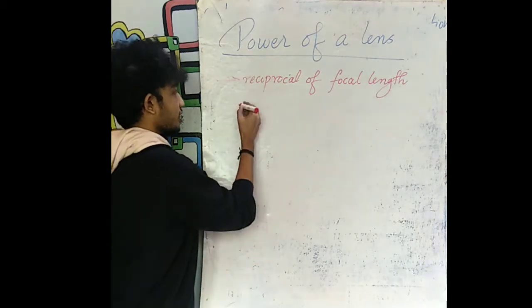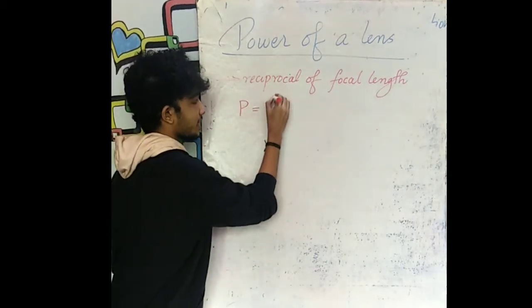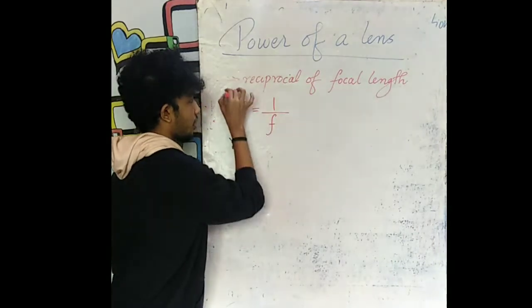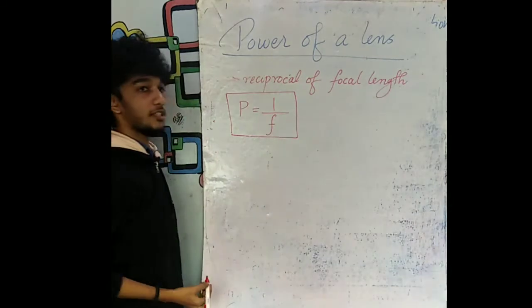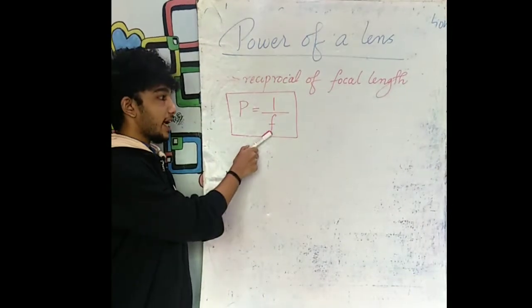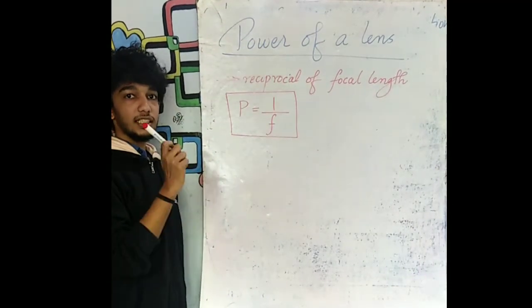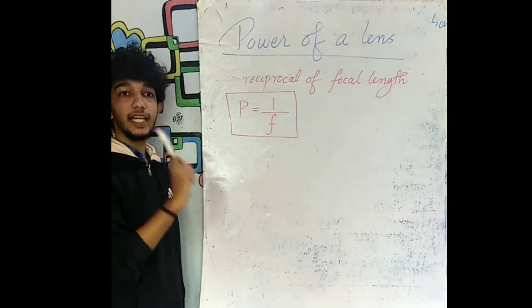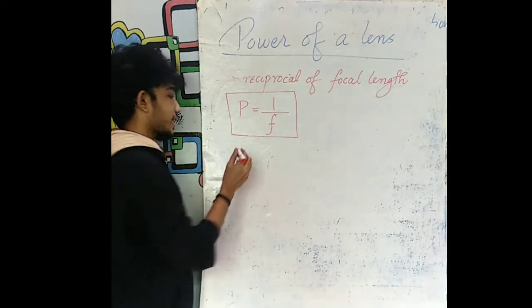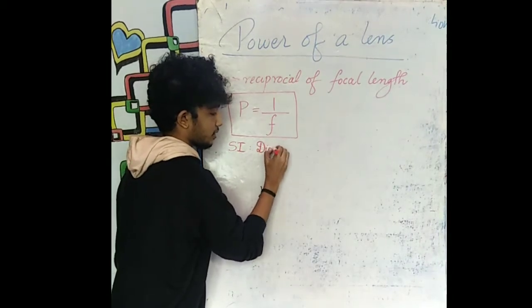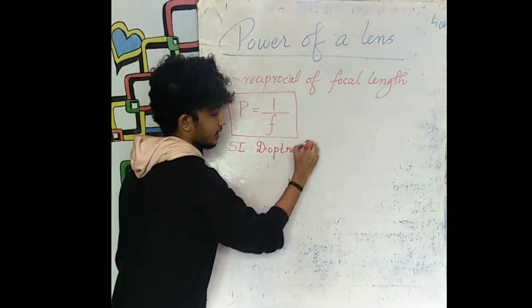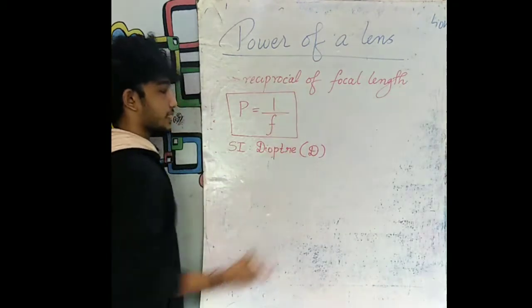So power P is given by P = 1/f, or f = 1/P. This is the equation for the power of a lens. Here f will be given in meters so that the power is in diopters. That is, the SI unit of power is the diopter, denoted by capital D.